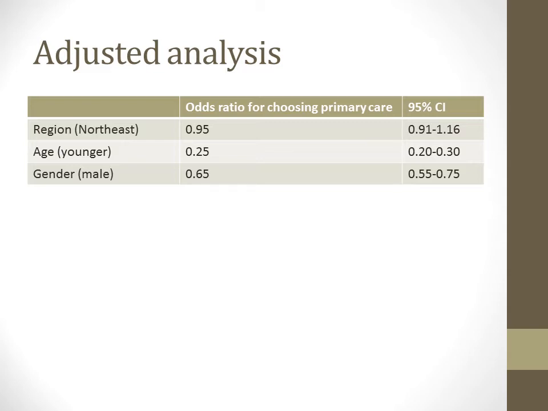And so you can see that once you take out age and gender, people from the Northeast have 0.95 times the likelihood of choosing a primary care specialty, and the 95% confidence interval crosses 1, which, as we'll talk about in the next lecture, means that it's not statistically significant. So basically, if you had not also looked at age, you might be fooled into thinking that the region was important in specialty choice, whereas really it's age. The region is just a red herring because there happen to be a lot of young people in the Northeast.